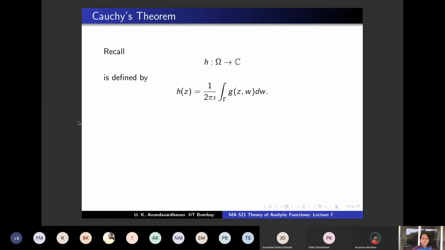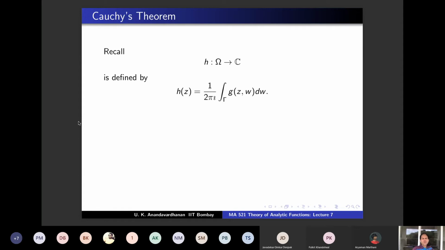So the integral of the limit is the limit of the integral, right? Limit of the integral of g(zn, w). But what is the integral of g(zn, w)? By definition, it is h of zn. That was our definition of h of z. So you are getting h(z) equal to the limit as n goes to infinity of h(zn).